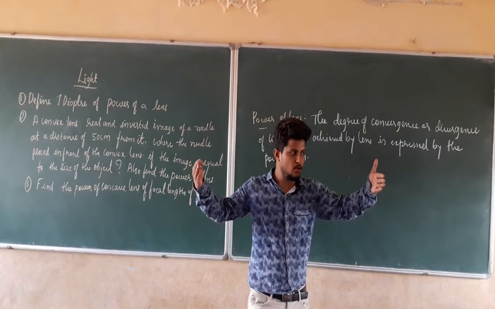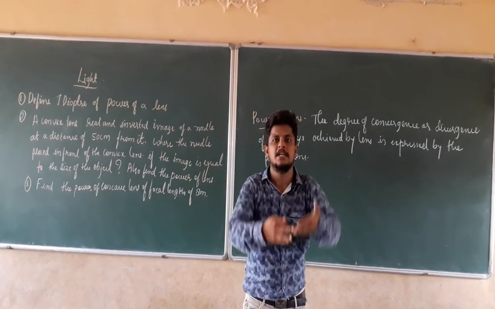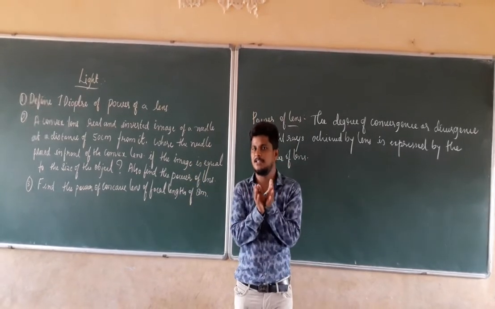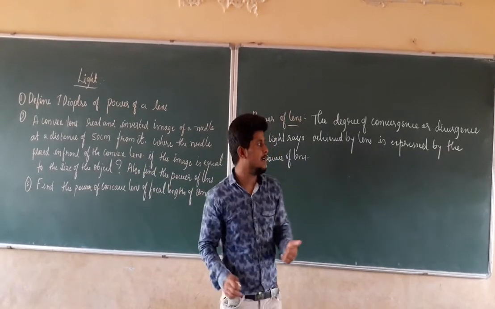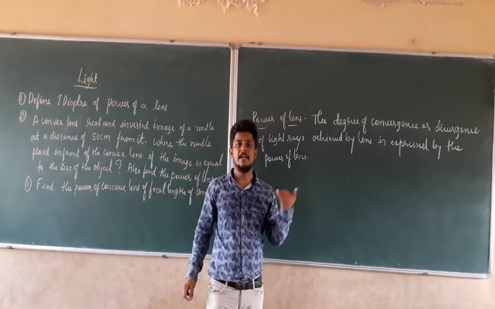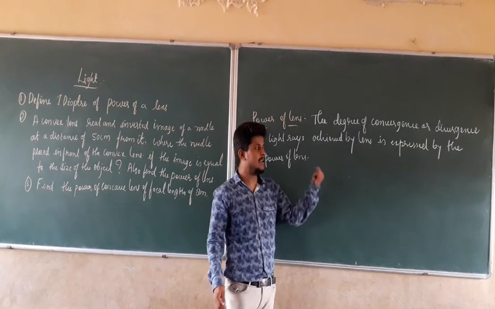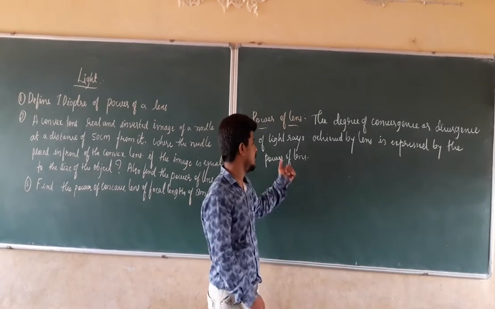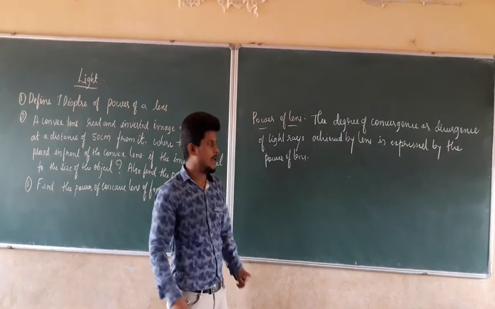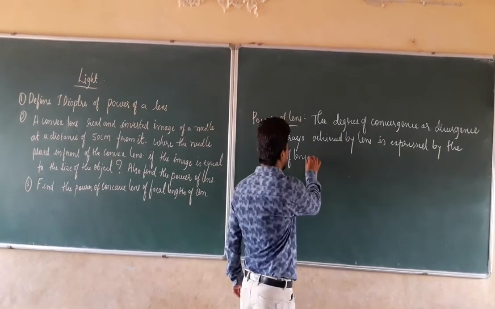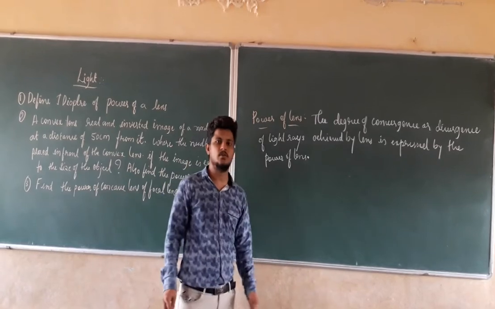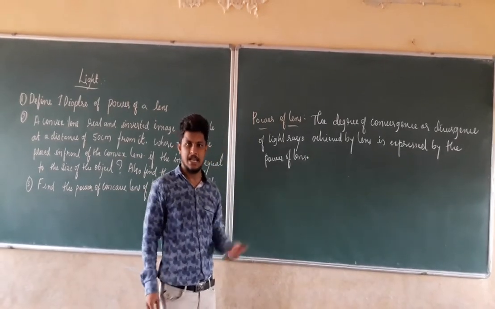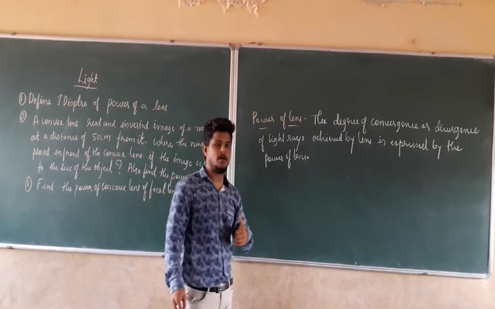The degree of convergence is nothing but two light rays which are going to converge at a point. In the same manner, the degree of divergence means they are going to go away from each other. Right? That is done by the lens, and it is expressed by the what? Power of the lens. With a high power of the lens, it is going to converge more. With a low power of the lens, it is going to converge less, and those things depend on the power of the lens.